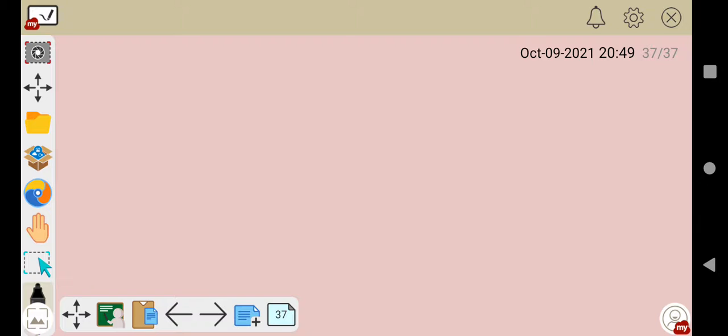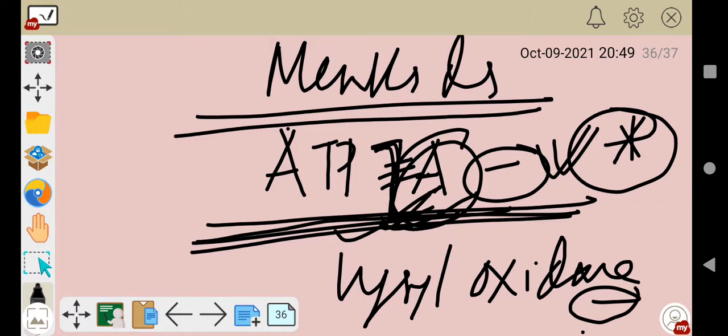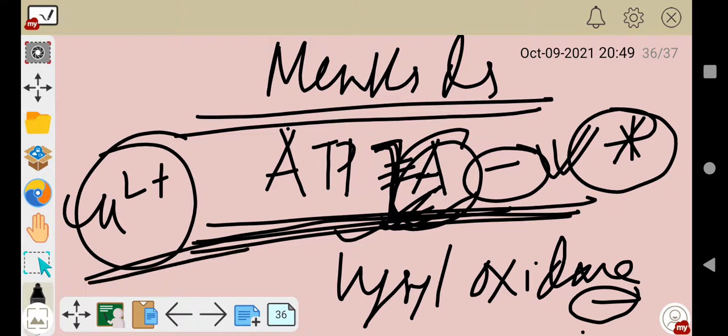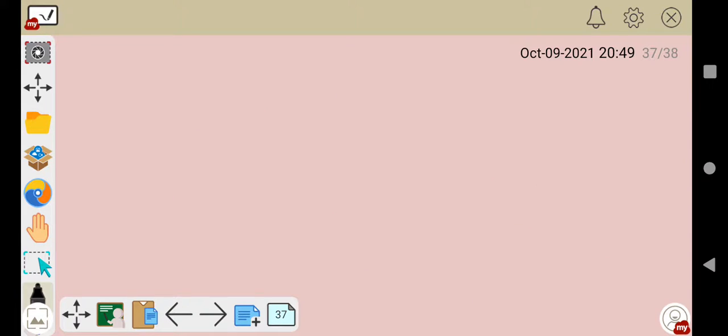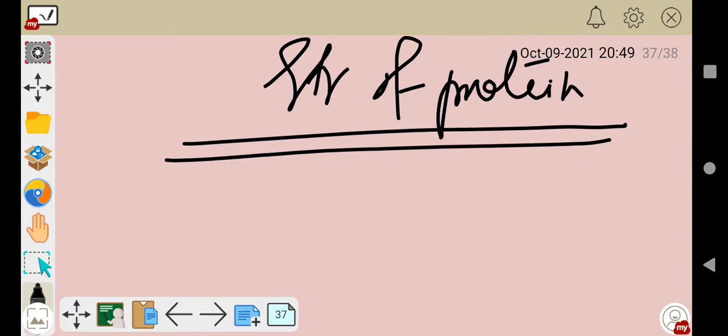Oh yeah, I have found the point. It is ATP7A only. ATP7A defect only, and copper is the cofactor here, right? It is also an important point, guys, so don't miss it. Now I'm talking about the structure of protein. This has also been asked in your FMG and UPSC CMS.